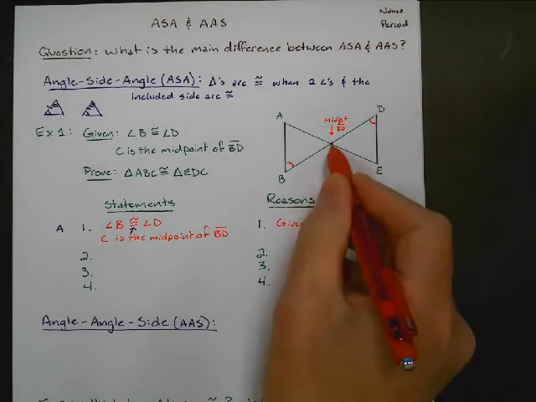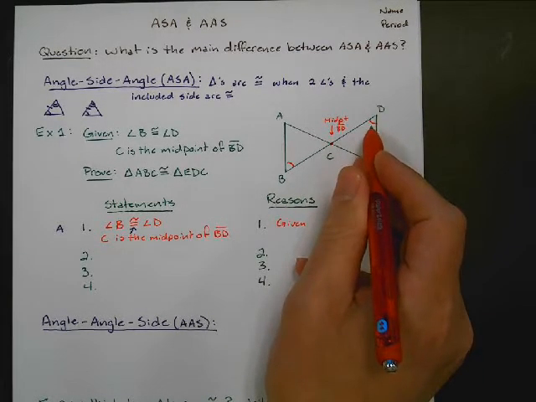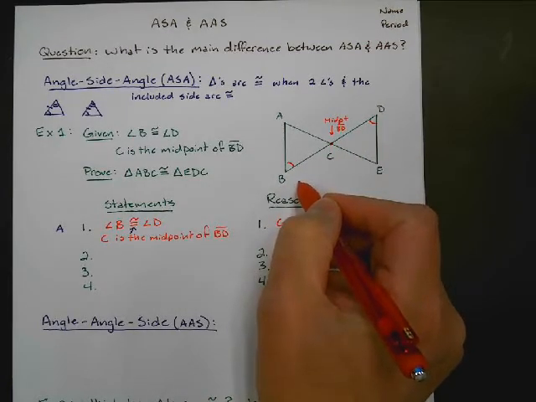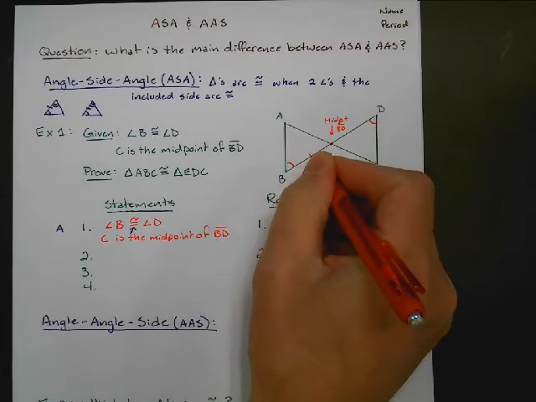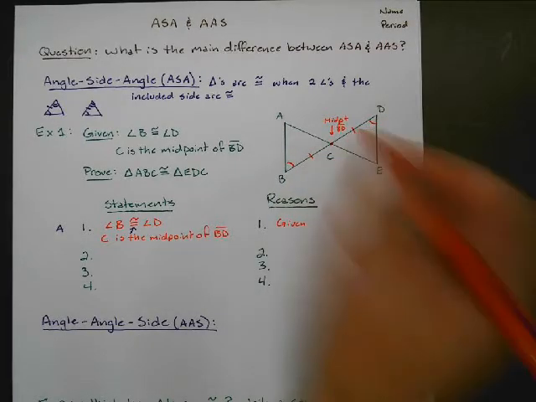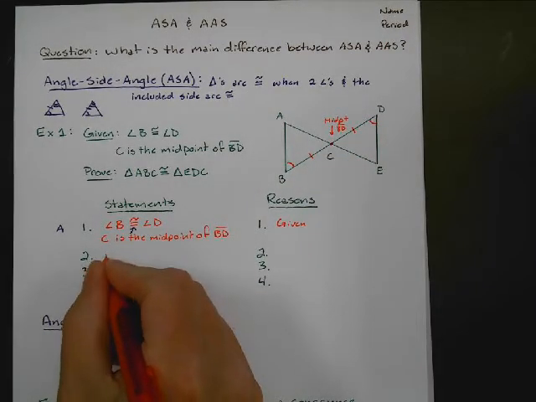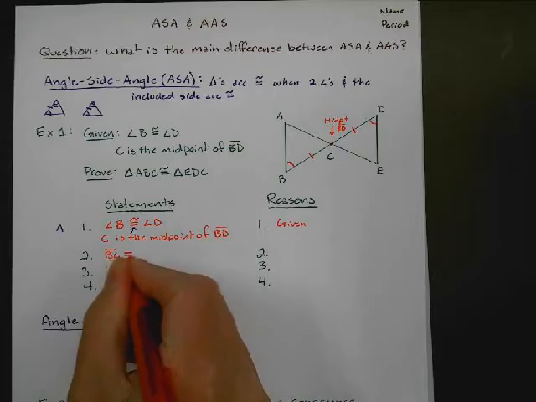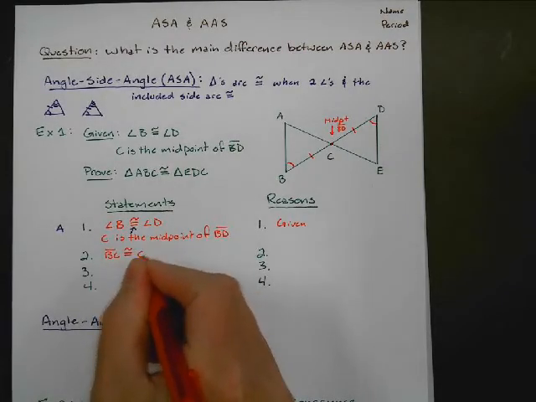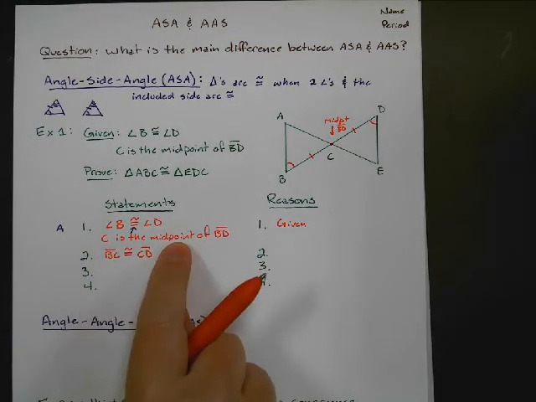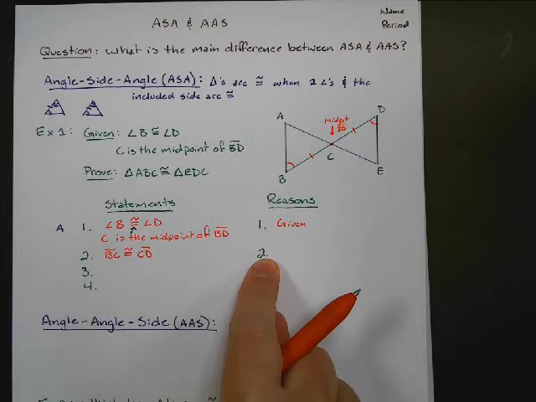Well, I know that this is the midpoint of BD. Now we know by the definition of midpoints that midpoints cut this segment in half into two congruent parts. So that means, since it's a midpoint, that this segment is congruent to that segment. So now I can say BC has to be congruent to CD. Now, how did I know that? I knew that because they told me it was a midpoint, and midpoints create two congruent segments because it cuts it in half. So my reason over here is definition of a midpoint.